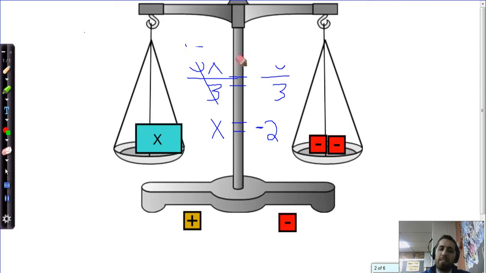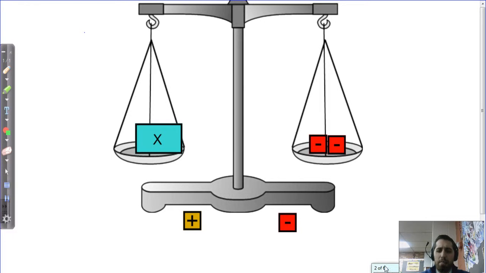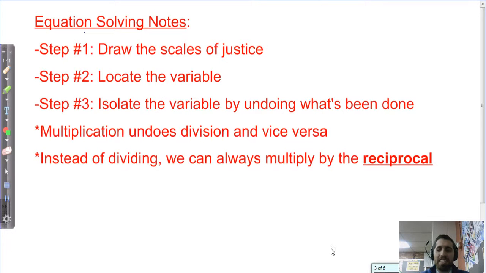Now you don't need to include that. And if you did, that's all right. You'll be happy for it. Your drawing will be useful in a second. But what I really want you to do is take down these notes, and they start off just the same. Equation solving notes: step 1, draw the scales of justice. Step 2, locate the variable. Step 3, isolate the variable by undoing what's been done. So the same thing still applies, but we have 2 extra notes.